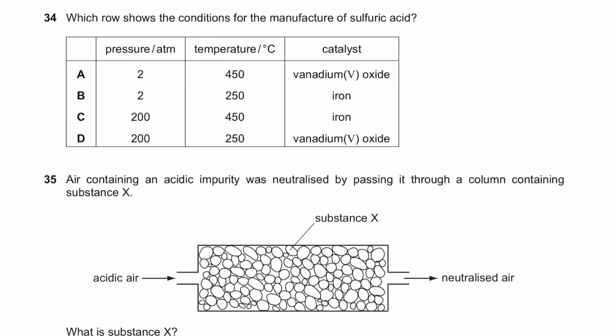Question 34. Which row shows the conditions for the manufacture of sulfuric acid? Alright, again, unfortunately, we're supposed to know these facts by heart. The pressure should be 2 atm at temperature 450 degrees Celsius, and the catalyst is vanadium pentoxide.